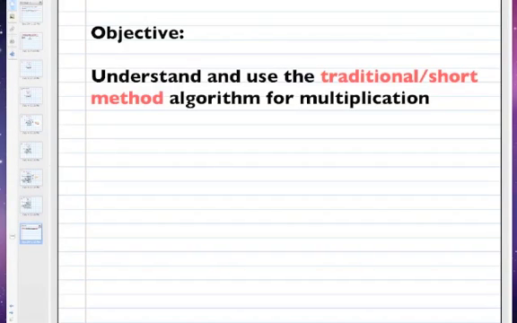Tonight's objective was to use and understand the traditional algorithm for multiplication, sometimes called the short method. Go back and review any part of this video to make sure that you know how to use this method, and then take the quiz.